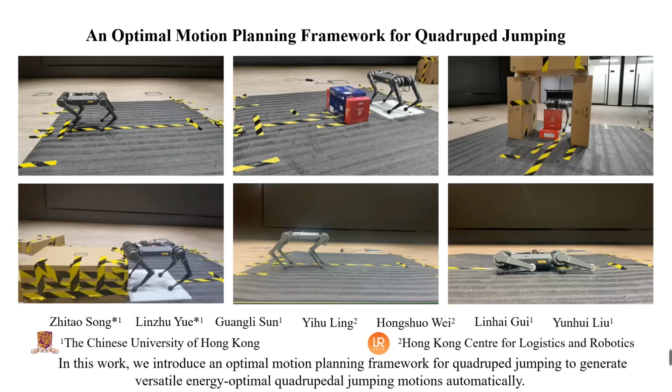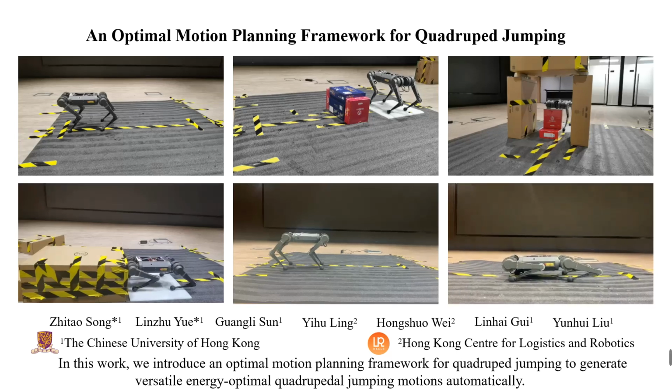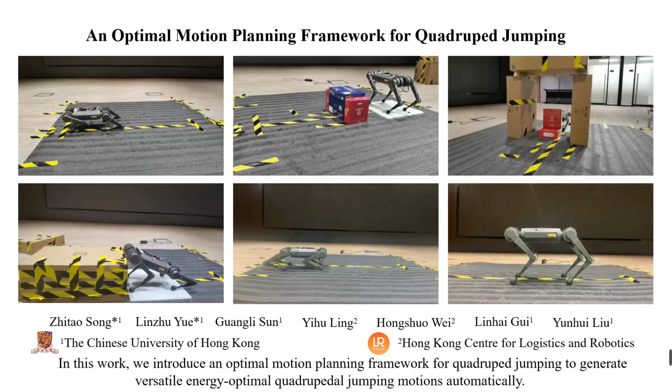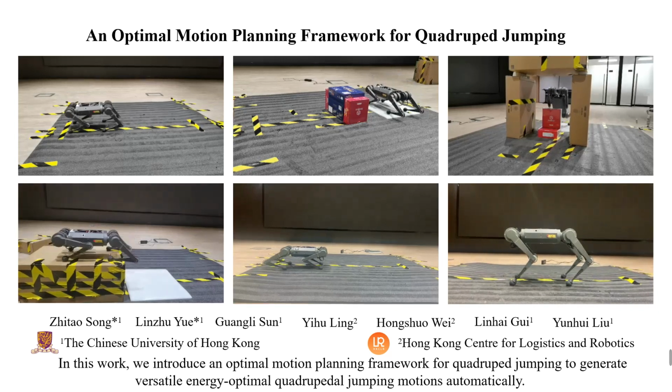In this work, we introduce an optimal motion planning framework for quadruped jumping to generate versatile energy optimal quadrupedal jumping motions automatically.